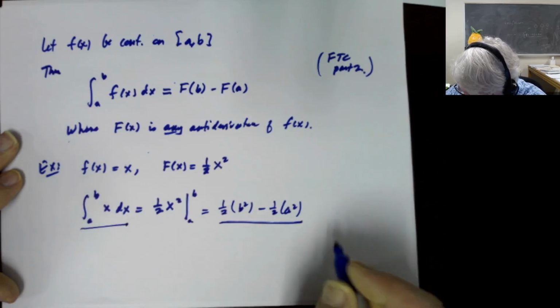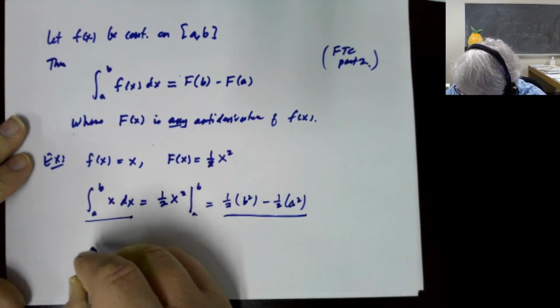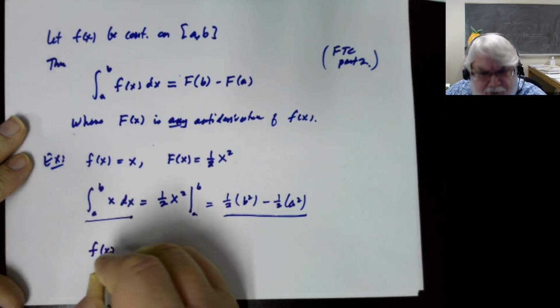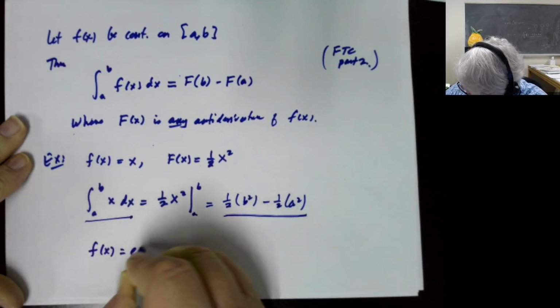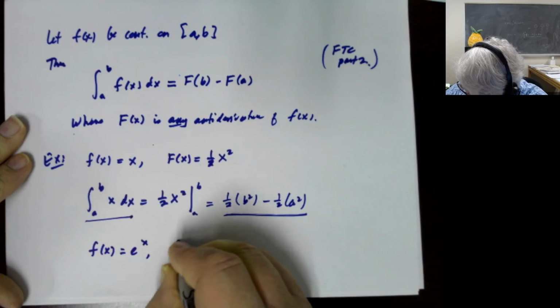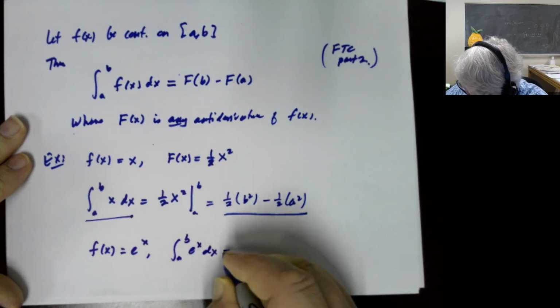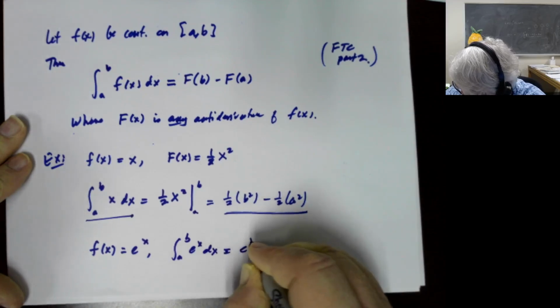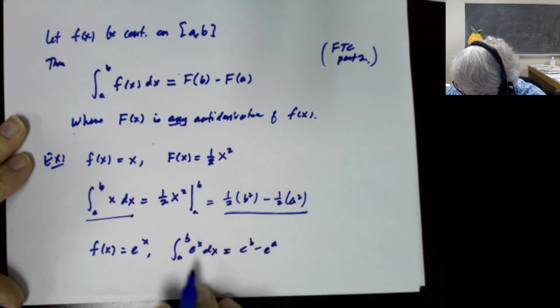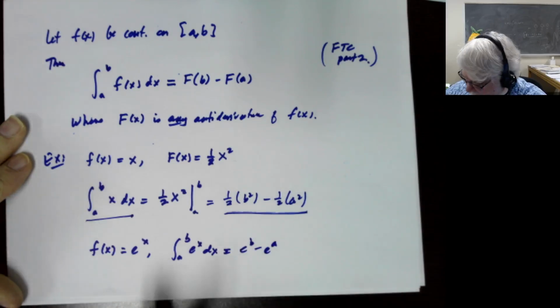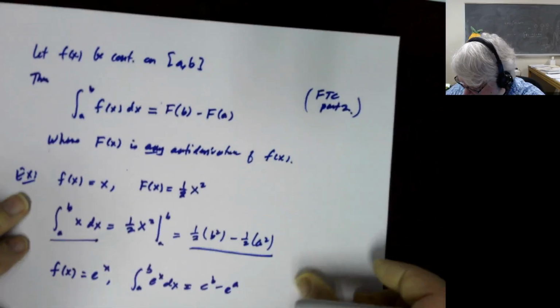Very good. All right. Similarly, if f of x, we'll just do a simple one, is e to the x, then the integral from a to b, e to the x dx, is just going to be e to the b minus e to the a, because that's already the antiderivative. Good.